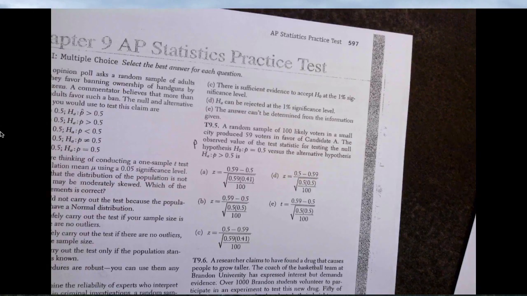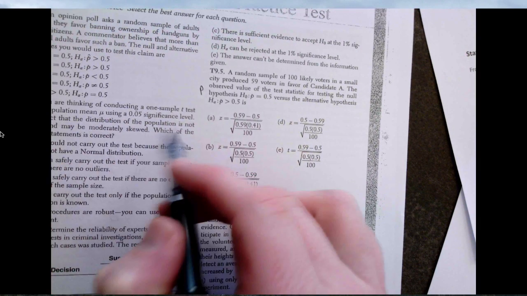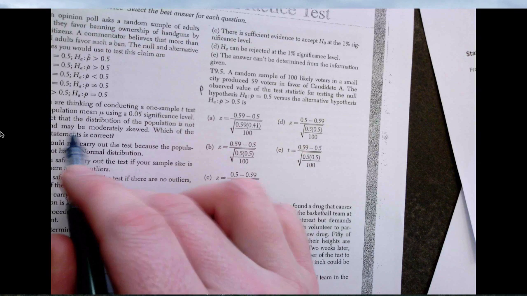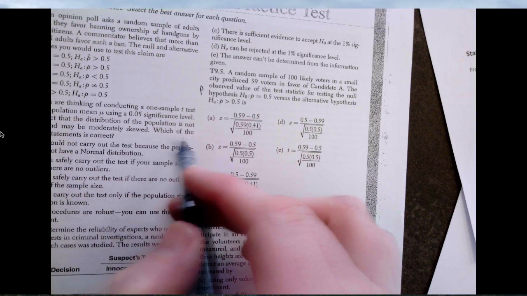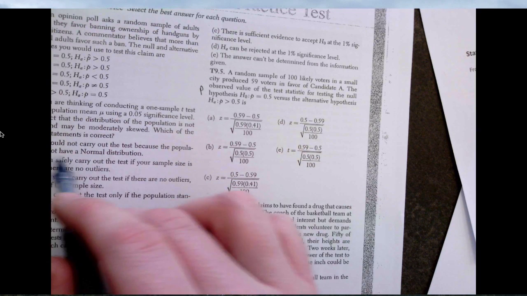All right, let's look at the multiple choice ones. You were thinking of conducting a one sample t-test about the population mean. Using 0.05 significance level, you suspect that the distribution of the population is not normal and may be moderately skewed. Which of the following statements is correct? You should not carry out the test because the population does not have a normal distribution.